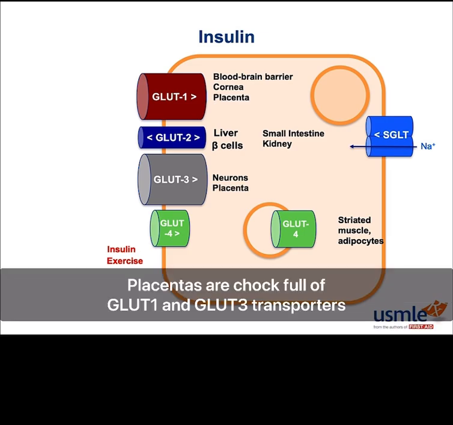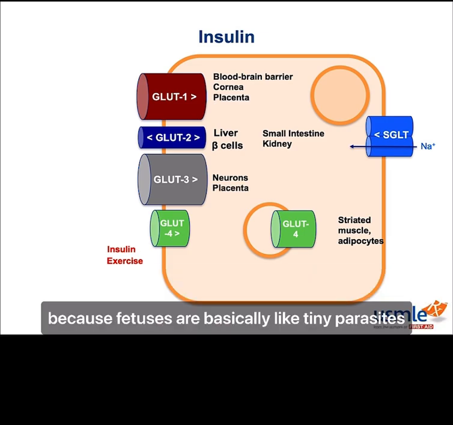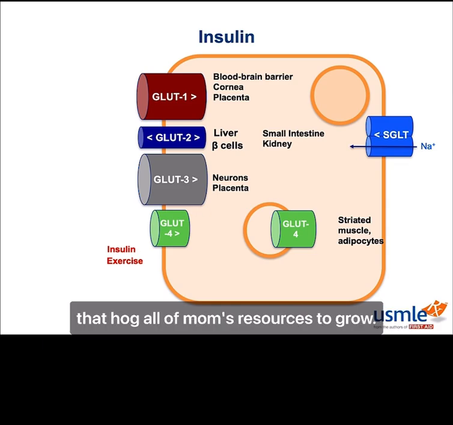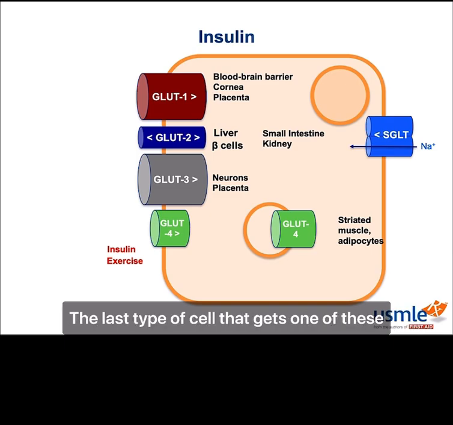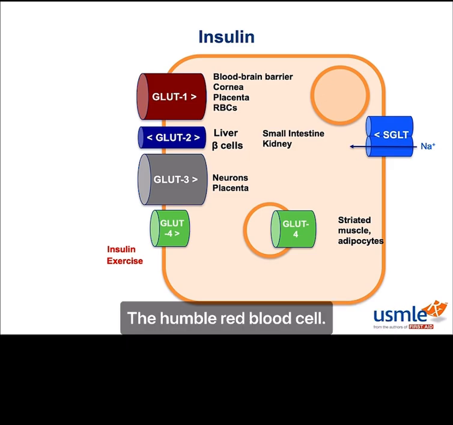Placentas are chock full of GLUT1 and GLUT3 transporters because fetuses are basically like tiny parasites that hog all of mom's resources to grow. That's why even when mothers get hypoglycemic, it's very hard to make a fetus hypoglycemic. The last type of cell that gets one of these mammoth transporters is kind of surprising. The humble red blood cell.